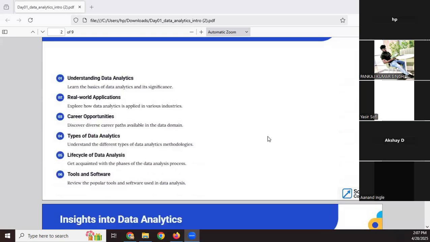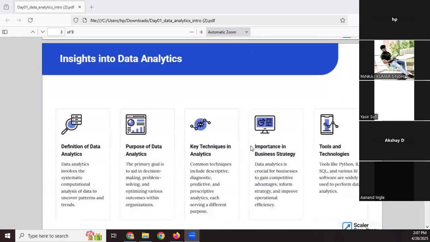We'll be going through understanding data analytics, real world applications, career opportunities, types of data analytics, life cycle, and tools and software. First of all comes the introduction to data analytics. As you can see, the definition of data analytics is that it involves the systematic computational analysis of data to uncover patterns and trends. The purpose of data analytics is decision making, solving problems, and optimizing various outcomes within the organization.